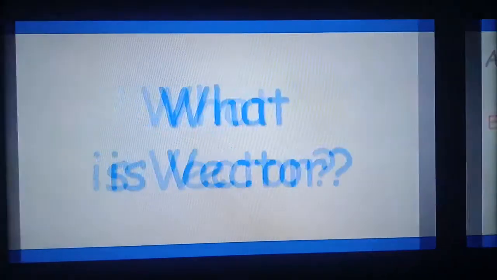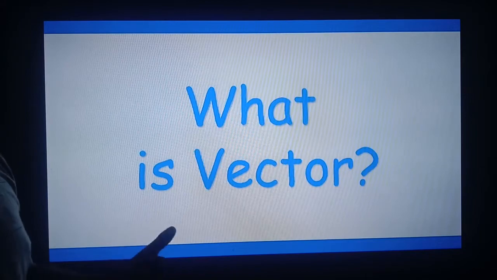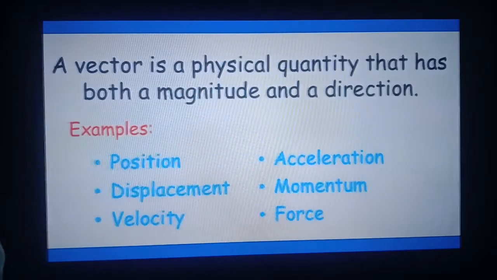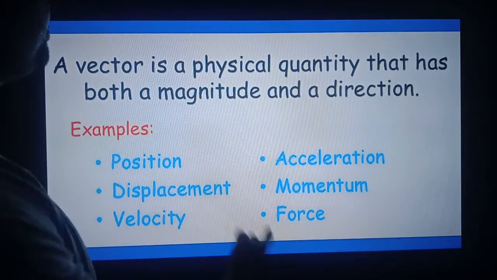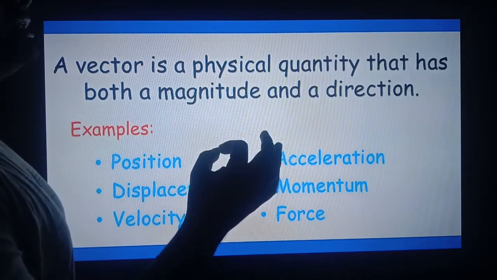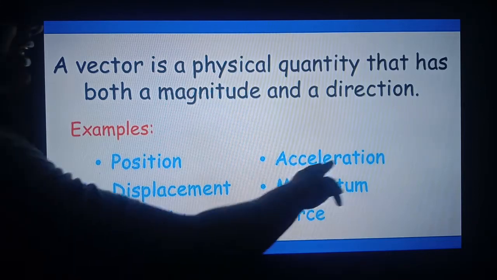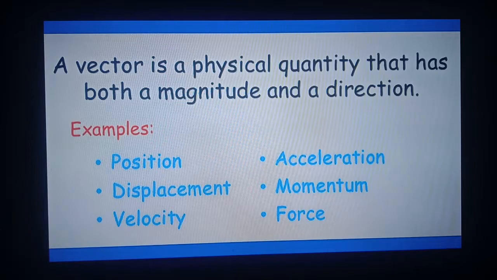Now the second thing, what is a vector? Those quantities which require magnitude as well as direction are known as vector quantities. A vector is a physical quantity that has both a magnitude and a direction. For example, position, displacement, velocity, acceleration, momentum, force. These all quantities require magnitude as well as direction.